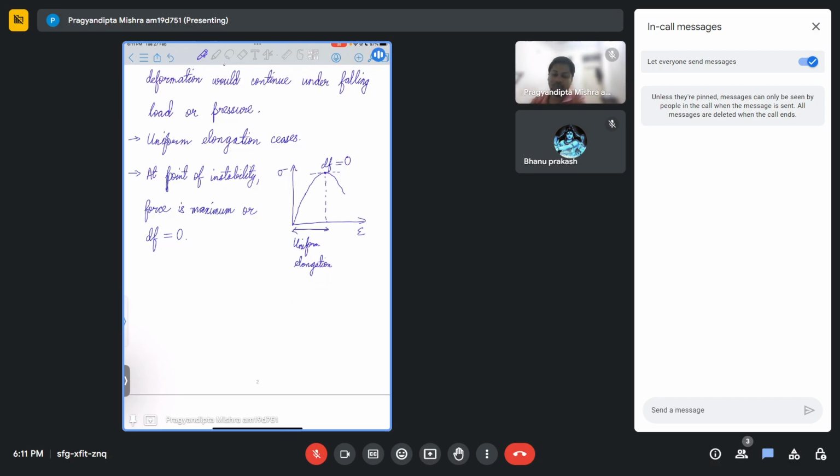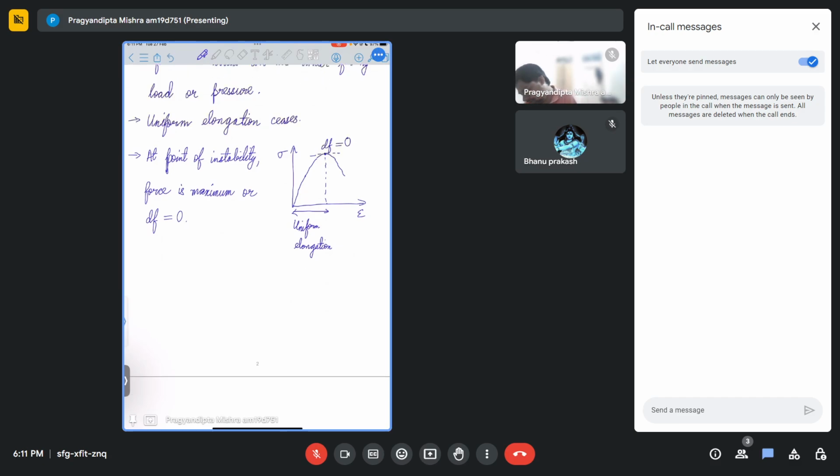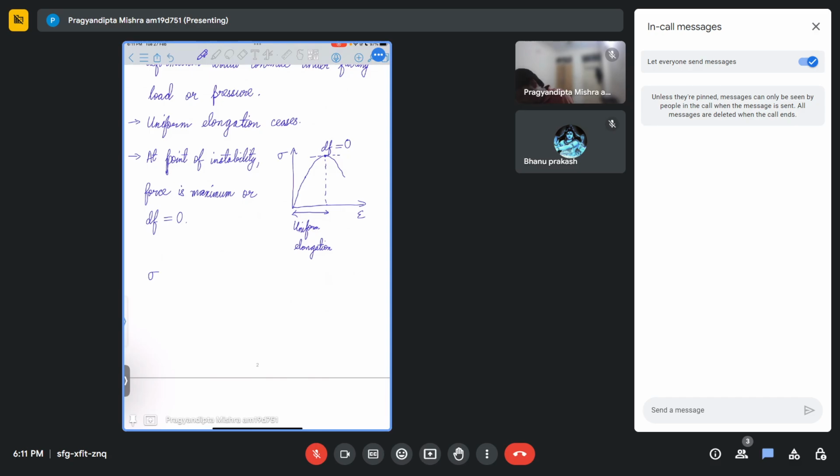So if we want to solve this and get a relation between your strain and stress, you can write it in these terms. We know from our previous class that the flow stress would be represented as K times epsilon to the power n, right? And we already know F is equal to sigma times A, right? So at point of instability, what is happening? dF is equal to 0.